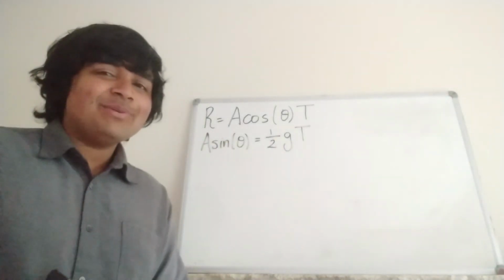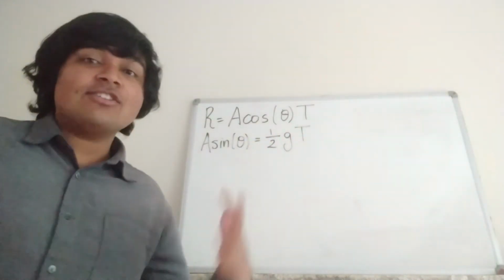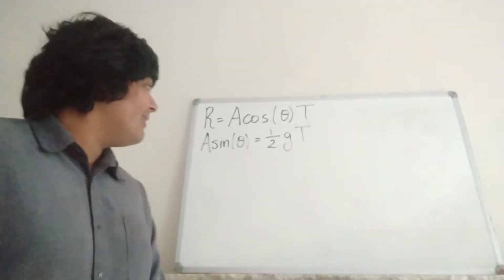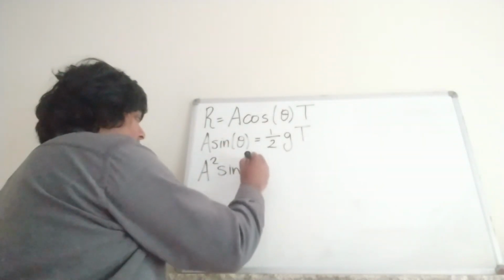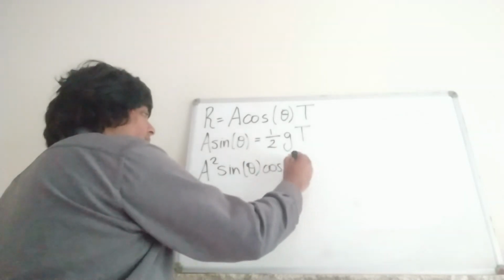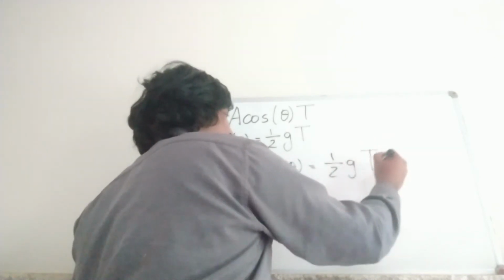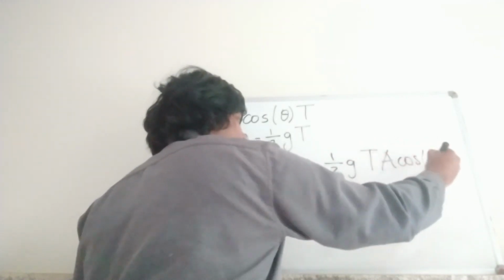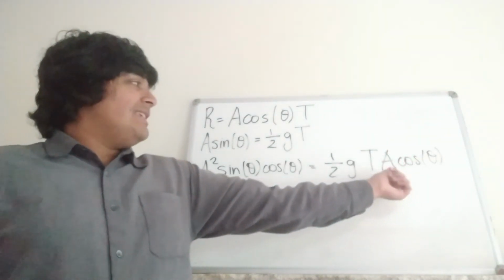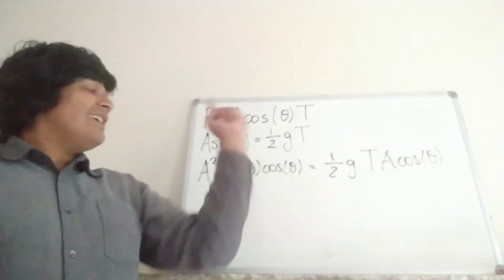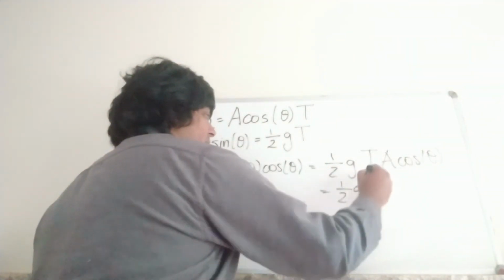Okay, so now we have these two equations involving R, theta, and T. What we're going to do is take this second equation and multiply both sides by A cos theta. So the left-hand side then becomes A squared sine theta cos theta. And that equals a half GTA cos theta. Now, from the first equation, T times A times cos theta is just R. So we can simplify this right-hand side to just a half GR.